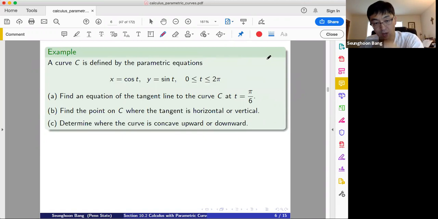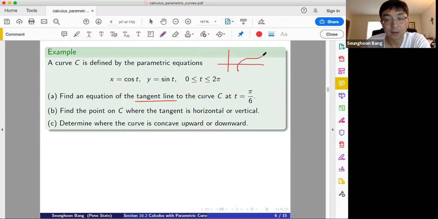We have 3 problems. So how can you find the equation of a tangent line? The equation of a tangent line is like this. The first, you need to find this one here. So I want to give one example here. So one parametric curve is given, this one. We choose one point. So this is t equals p.